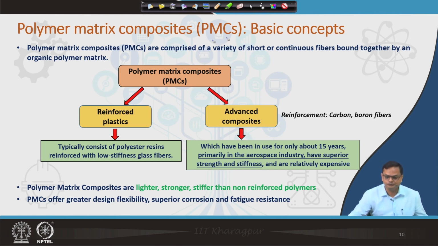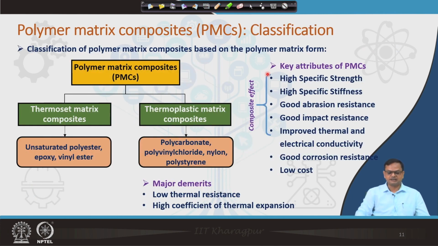Now, let us quickly discuss the classification in terms of polymers. Obviously, we have two different kinds of polymers, one is thermoset, the other is thermoplastic, and accordingly we have two classes of composite materials based on what kind of polymer matrix it is.